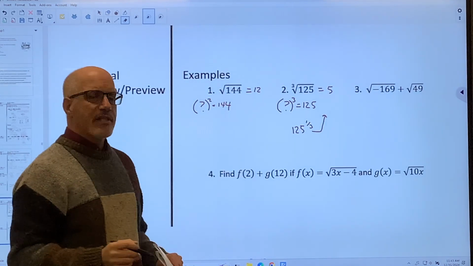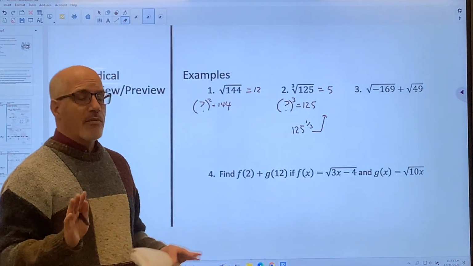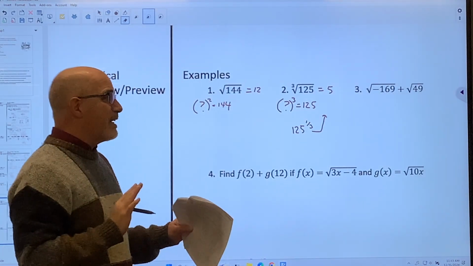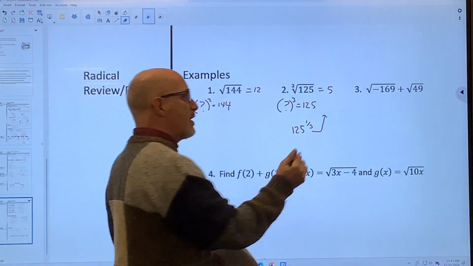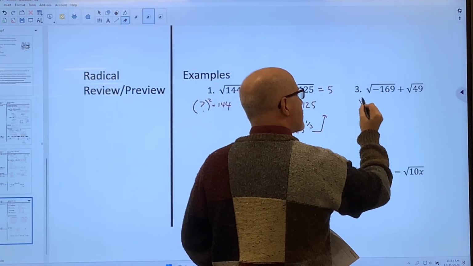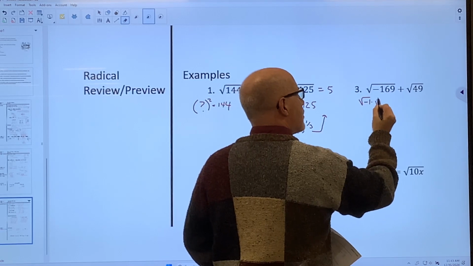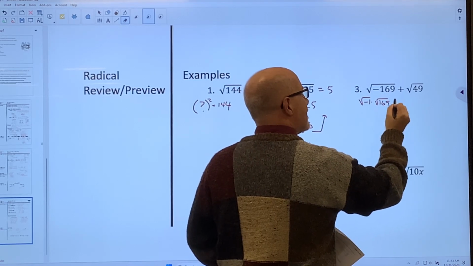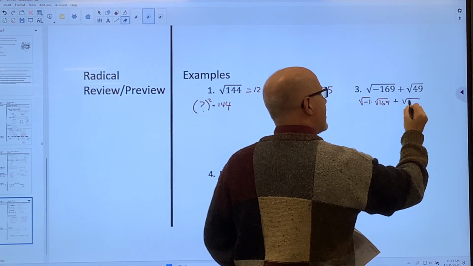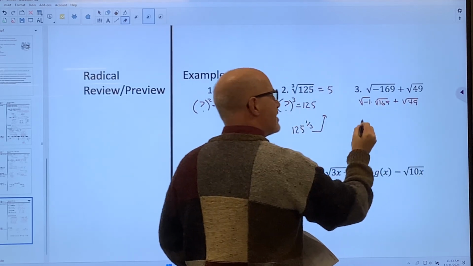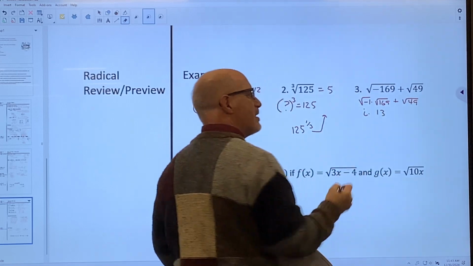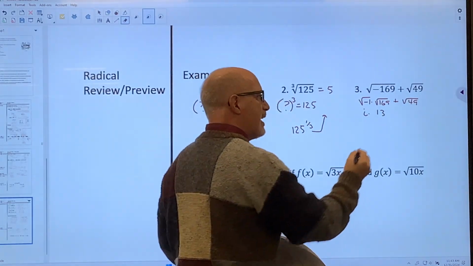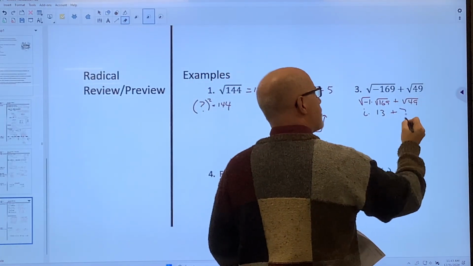Now let's go ahead and do this next one. As a reminder, review a little bit. When we get the square root of a negative, that means you've got to take the i out. You've got to separate this into square root of -1 times square root of 169 plus the square root of 49. Now let's do the square roots. This is equal to an i. This is equal to 13. 13 squared is equal to 169. And the square root of 49 is equal to 7.